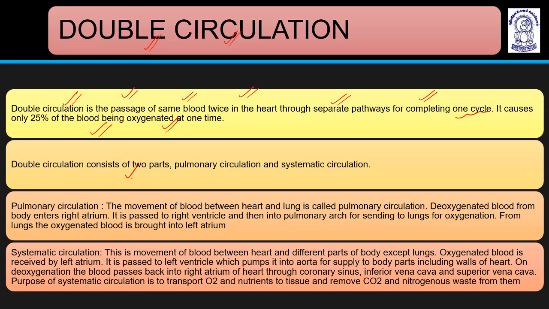Double circulation consists of two parts, pulmonary circulation and systemic circulation. Pulmonary circulation, the movement of blood between the heart and the lung, is called pulmonary circulation. Deoxygenated blood from the body enters the right atrium. It is passed to the right ventricle and then to the pulmonary arch for sending to the lungs for oxygenation. From lungs, the oxygenated blood is brought into the left atrium through pulmonary vein.